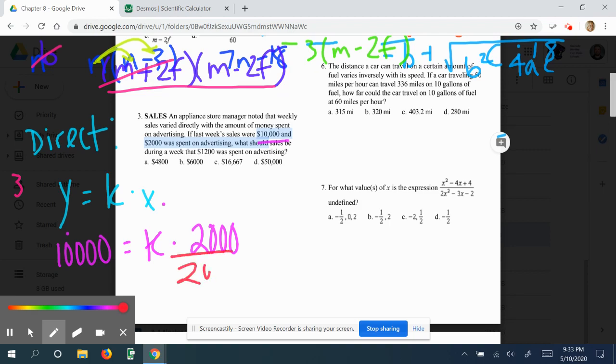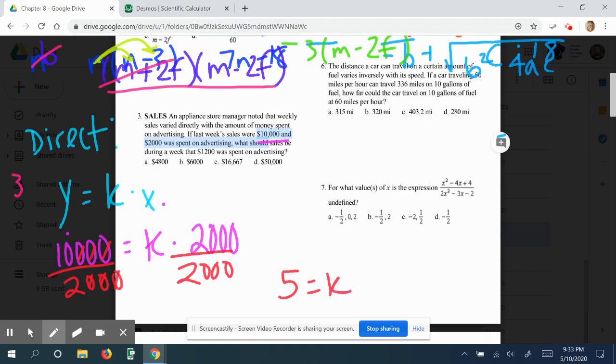So I divide by 2,000 and divide by 2,000. Easy way to do that: cancel out the zeros, right? And so 10 divided by 2 is 5, which is equal to k. So if I go back to my original problem, I now have y is equal to 5 times x, where x is how much is spent on advertising. So if I want to figure out sales, I pick 1,200 and put it in for x, and I say y is equal to 5 times 1,200.